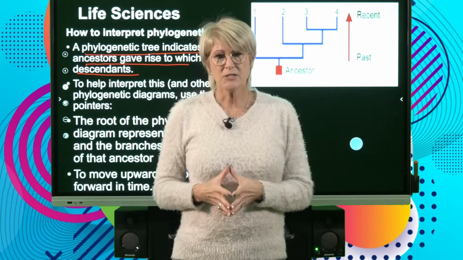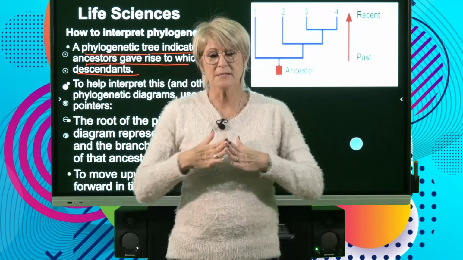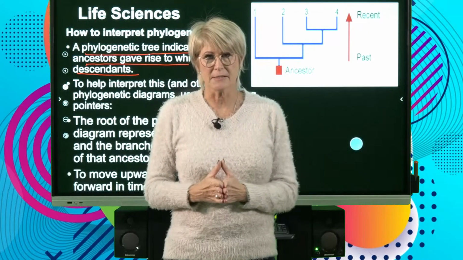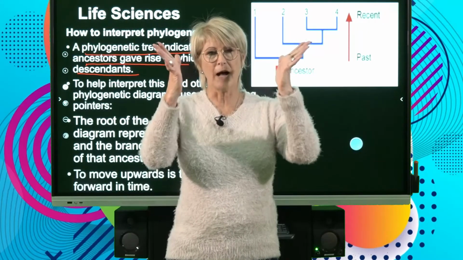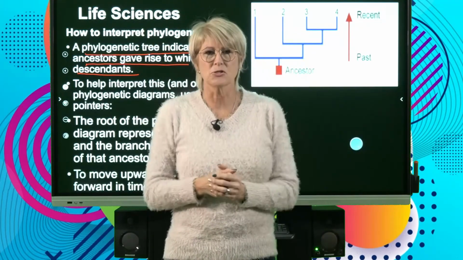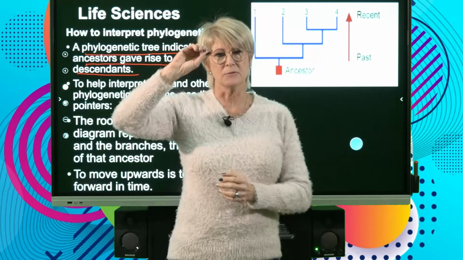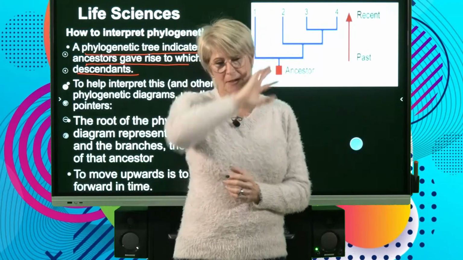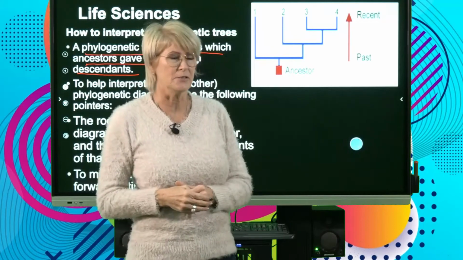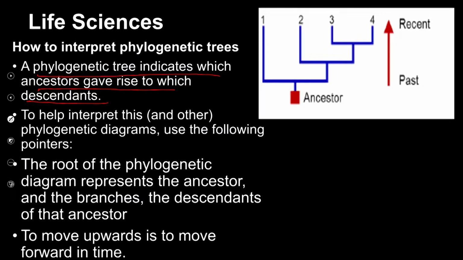So a phylogenetic tree is like a tree. So we start at the bottom, usually at the base, at the roots, and then we move up the stem, and then as it branches off, speciation occurs, and then we end up with different species. And we end up with the biodiversity that we know today. All right, so let's have a look.